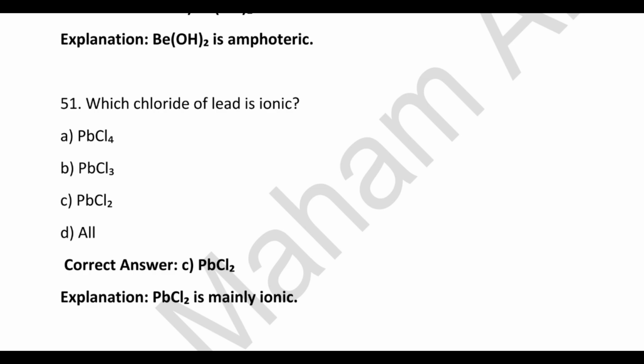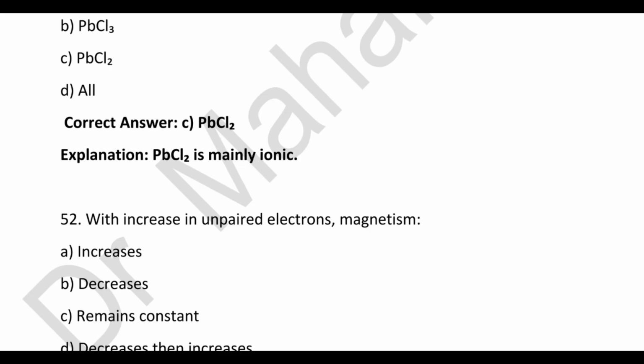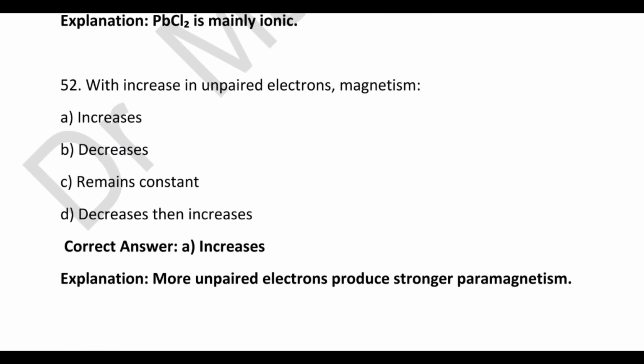Which chloride of lead is ionic? Correct answer is option C, that is PbCl2, because it is the mainly ionic. With increase in unpaired electrons, magnetism. Correct answer is option A, that is increases, because more unpaired electrons produce stronger paramagnetism.